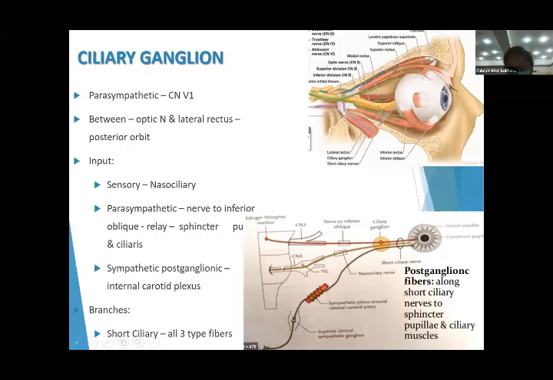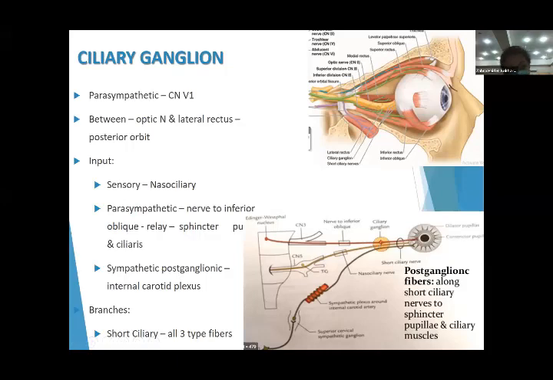Then come your sensory fibers. Sensory fibers pass through the ophthalmic division of the trigeminal nerve. उसके थ्रू उसकी nasociliary branch में travel करते हैं. So ophthalmic division से nasociliary में आए, nasociliary से they pass through the ganglion, and ganglion में they do not relay, they just pass forwards and supply.